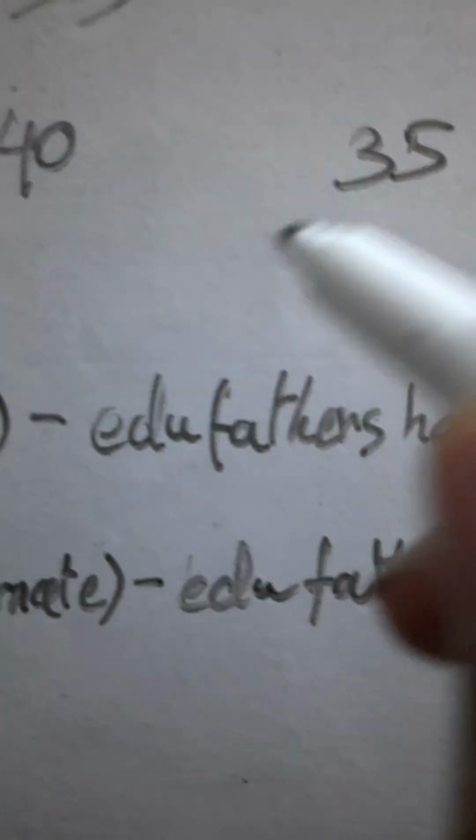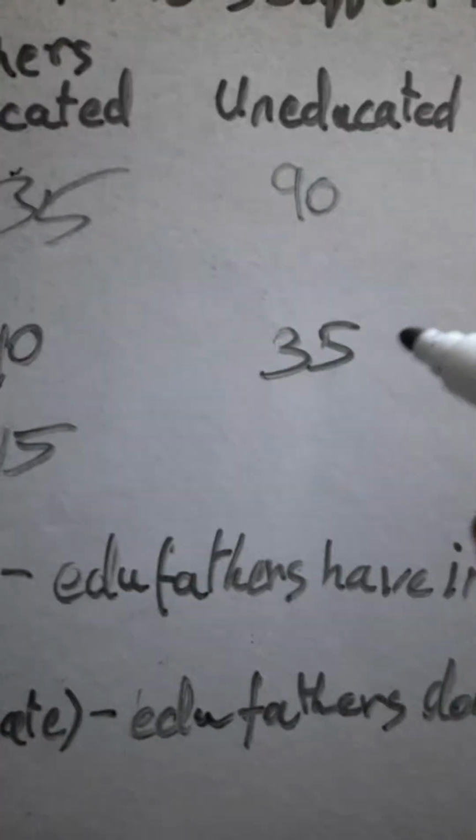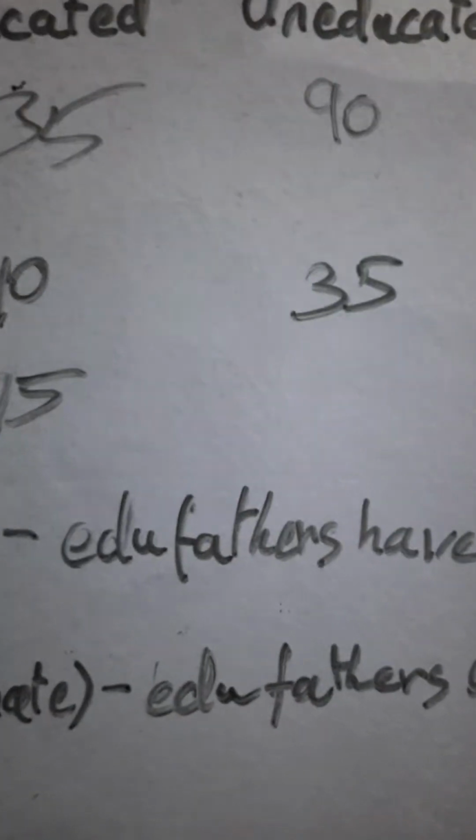For the column total, 35 plus 40 is 75, and 35 plus 90 is 125. So yes, the diagonal elements are the same. That's why the sum of the column totals and the sum of the row totals are the same as the grand total.